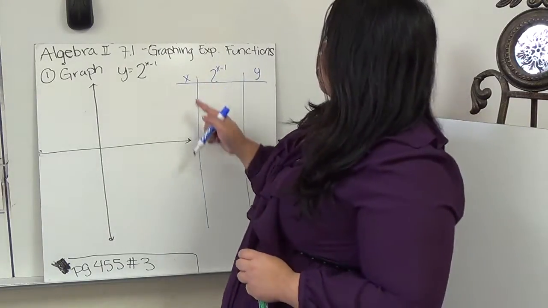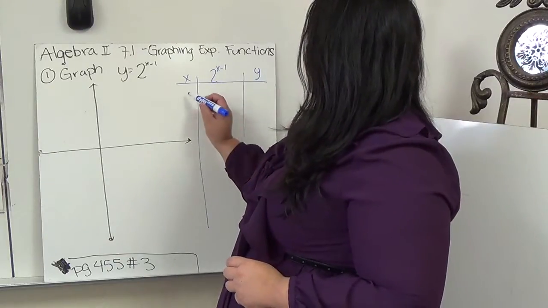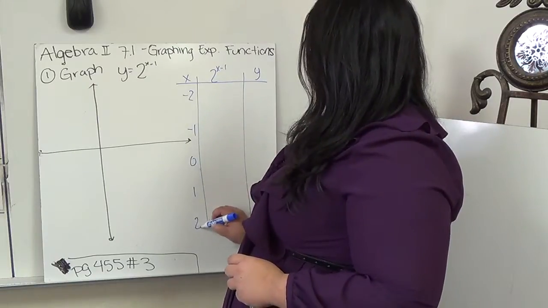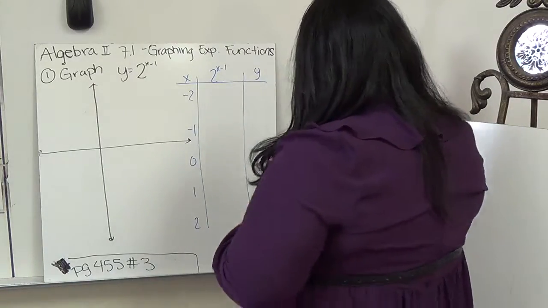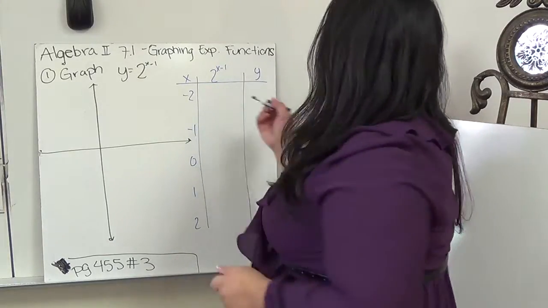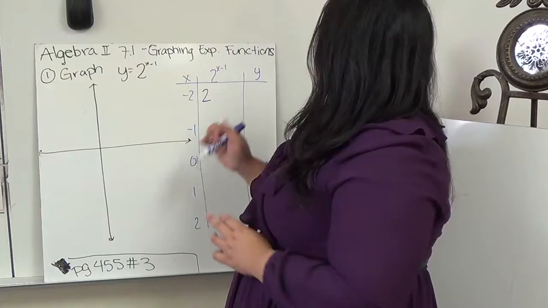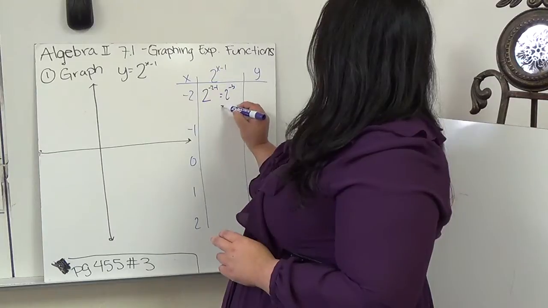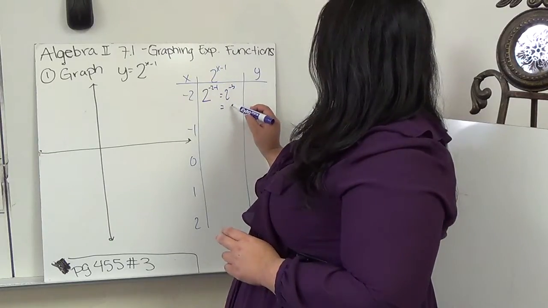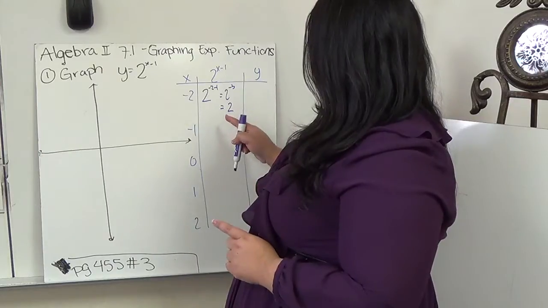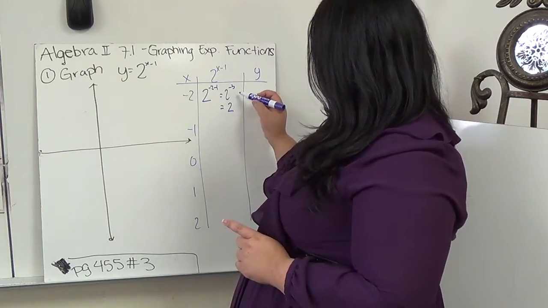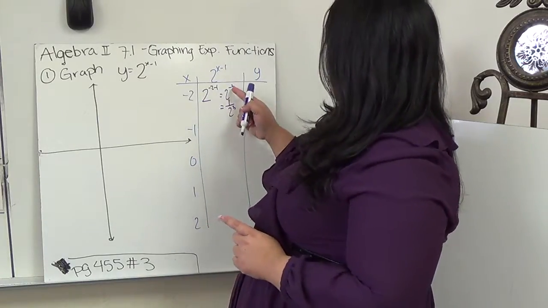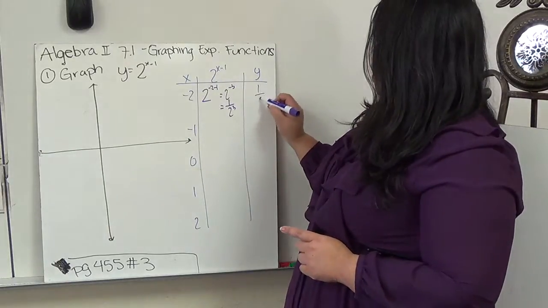So let's have a good option. Let's do our basics, -2, -1, 0, 1, and 2. Plenty of space for work. You just plug it in. So 2 to the -2 minus 1 equals 2 to the -3, which is 1 over 2 cubed, because that's negative, I put it on the bottom. This becomes 1/8.